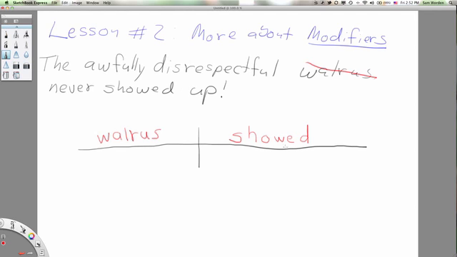So let's look at the verb first, because that's the most critical to the meaning of the sentence, is the modifiers in the verb. This word never. Never means he didn't show up. And he never showed up. So when did he show up? Adverbs tell you when. Among other things, they tell you when. So we put never hanging off of showed.